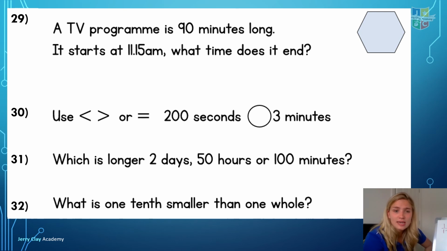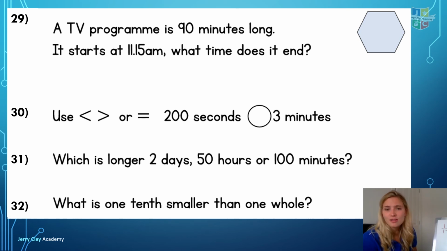And then using the less than, greater than or equal to sign, can you say, is 200 seconds greater than, less than or equal to 3 minutes? Here I would suggest converting 3 minutes into seconds, and then you'll be able to see it. Which is longer, 2 days, 50 hours or 100 minutes?